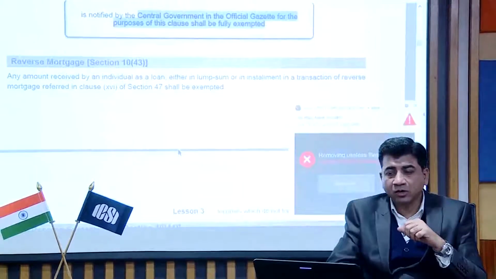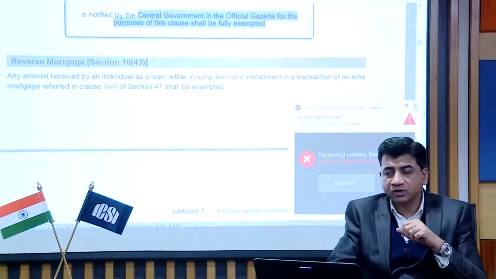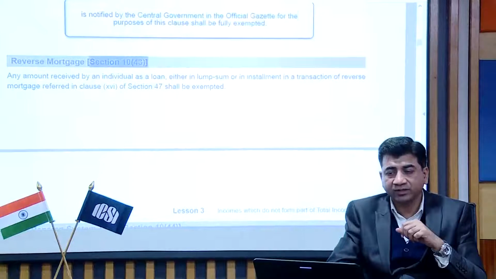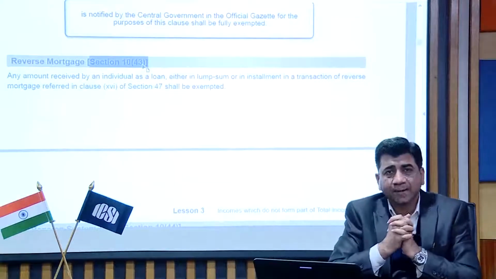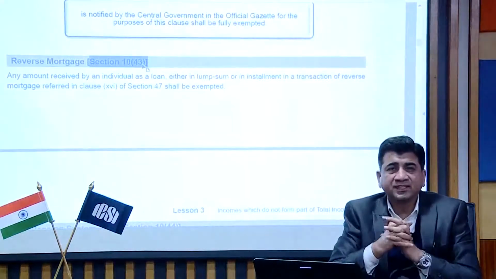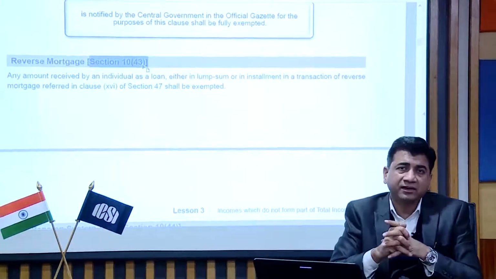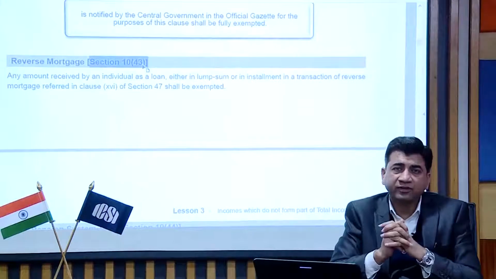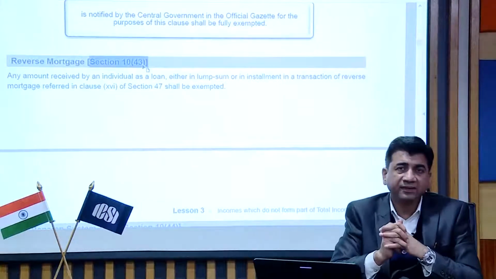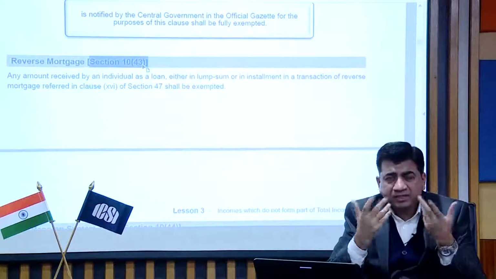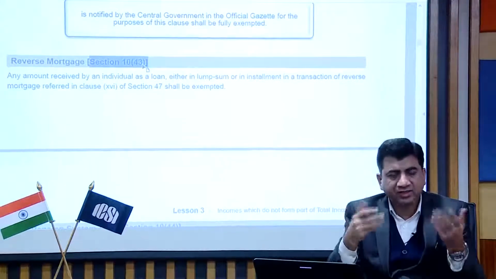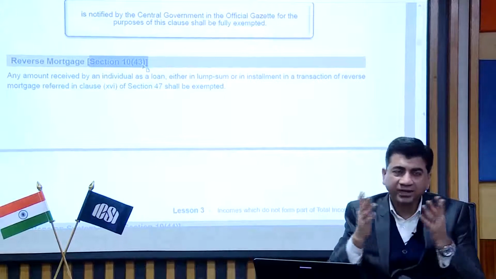Next is concept of reverse mortgage. Concept of reverse mortgage, 10(43). This is important, very important. Now, what is reverse mortgage? Let's understand Ramlal's story. Friends, Ramlal is a hard-working man. Lifelong, he worked very hard. He earned income. And now he has retired. All his money went for children's education, for building the house.